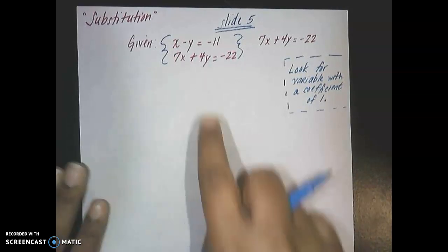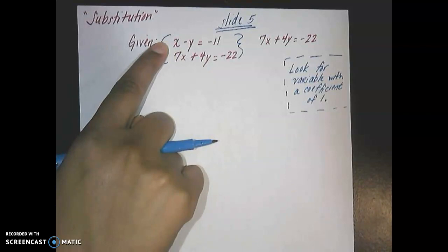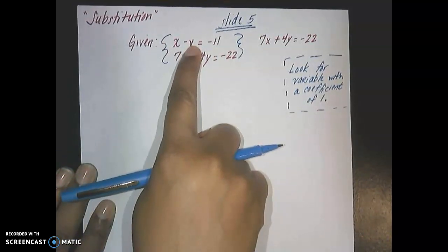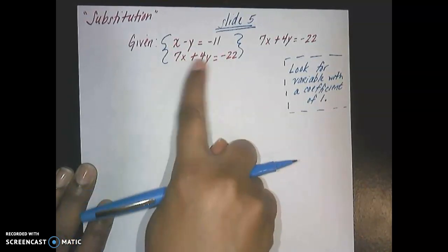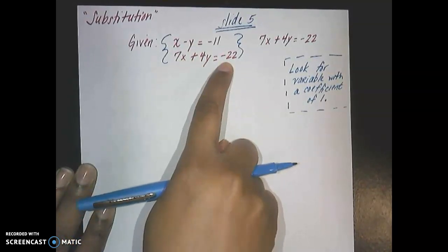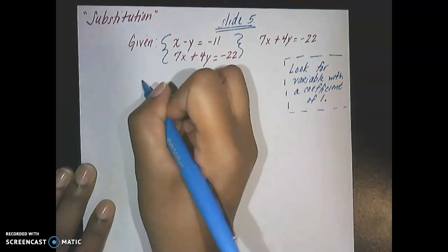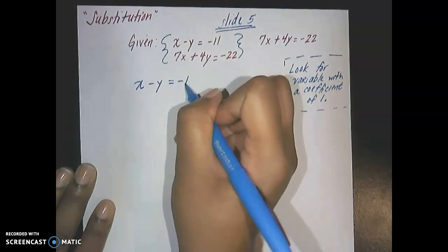Looking at both of these equations, x has a coefficient of 1 and y has a coefficient of negative 1. Here we have coefficients of 7 and 4. I don't want to use 7 and 4 because that's going to get messy. So I'd rather use the first equation. Here's what I'm going to do: x minus y equals negative 11.